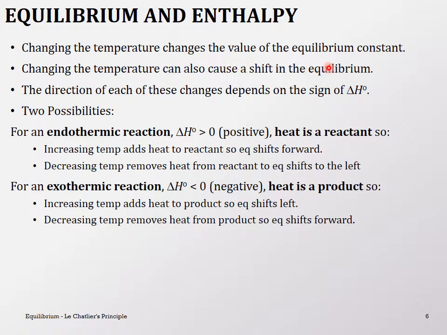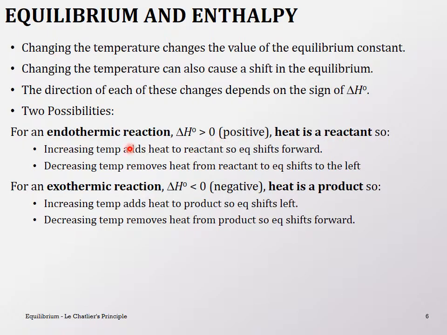Why is there a shift in the equilibrium? The equilibrium shifts because it is dependent on the enthalpy of the reaction. Enthalpy of the reaction is of 2 kinds, where you have an endothermic reaction and where you have an exothermic reaction. So in an endothermic reaction, what happens? Endothermic means that heat is a reactant. Why? Because the heat is being absorbed. In an endothermic reaction, if heat is being absorbed, heat is the reactant.